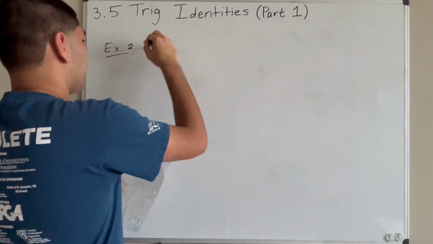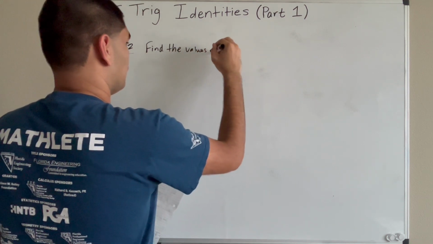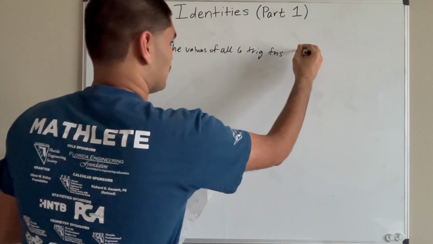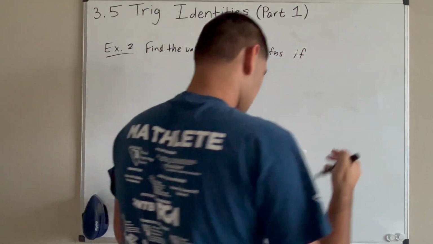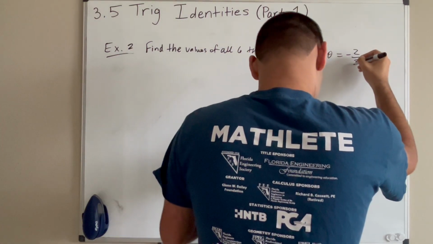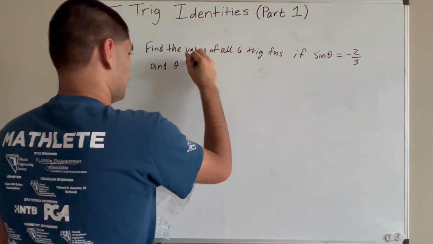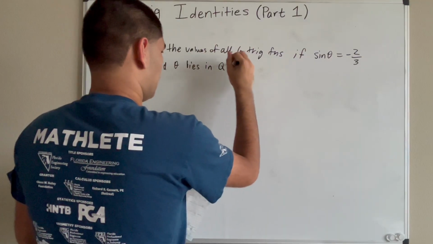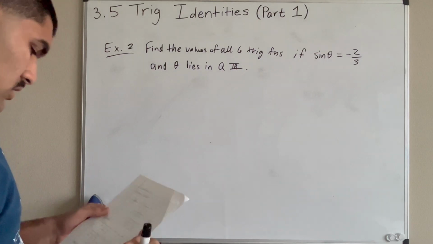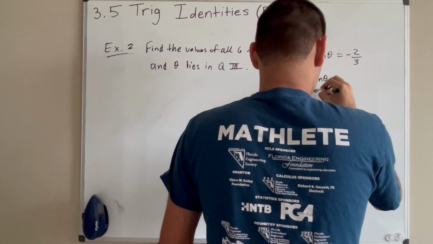All right, so now we want to find the values of all 6 trig functions. Find the values of all 6 trig functions if sine theta equals negative 2/3 and theta lies in quadrant 3. All right, cool. So I'm going to make my little answer box on the side here.